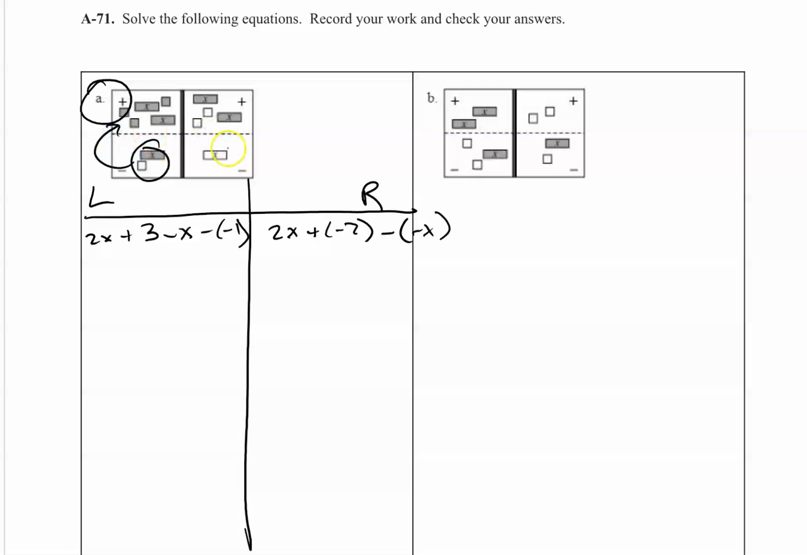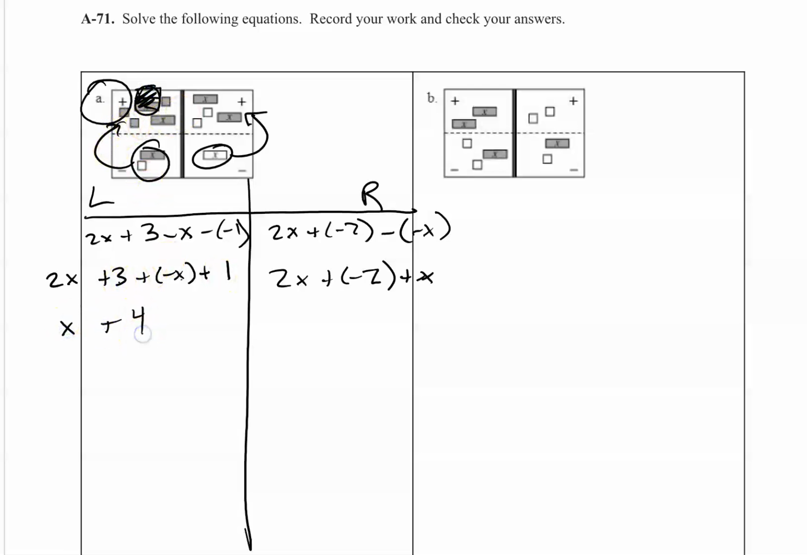There's no zero pairs, so let me just flip these to the other region. 2x plus 3 plus negative x plus 1, right? Negative 1 becomes a plus 1. On the right side, we've got 2x plus negative 2 plus x. This becomes plus x. Combining like terms, we have 2x tiles and a negative x tile. So think about a white tile being there and these becoming a zero pair. There's just one x left. 3 unit tiles and 1 unit tile makes 4 unit tiles.